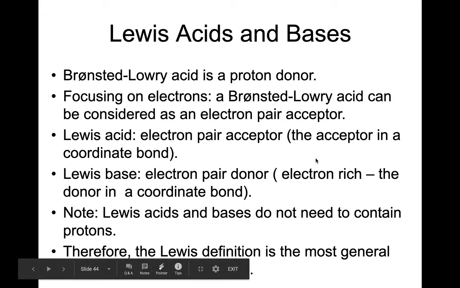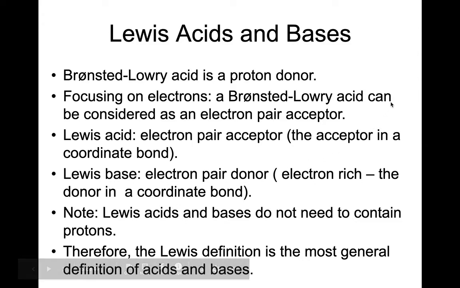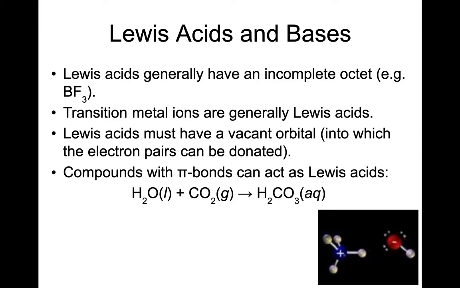Lewis acids and bases are more general because they don't need to contain protons. The Bronsted-Lowry definition was dependent upon proton transfer. The Lewis definition depends upon electrons, and everything has electrons. So it's our most general definition possible, and we're going to look at a picture to see this definition explained.